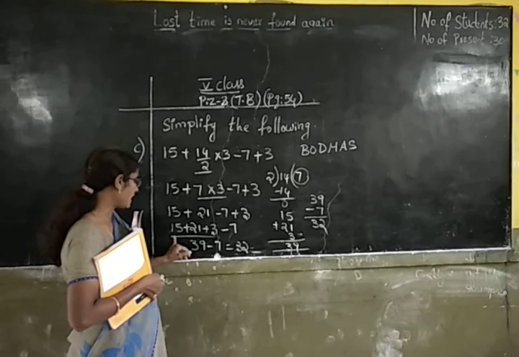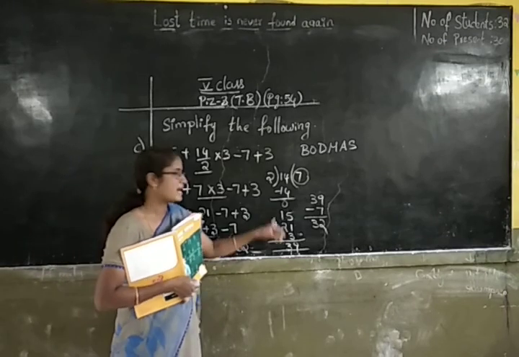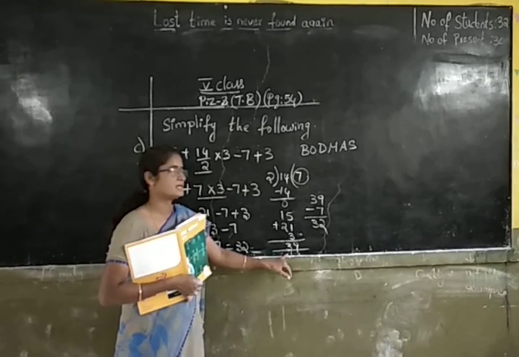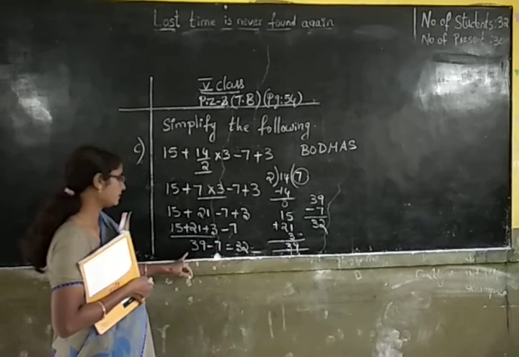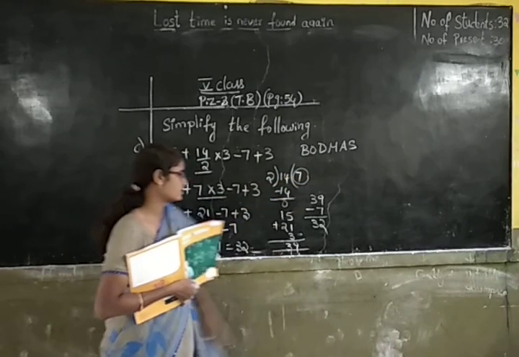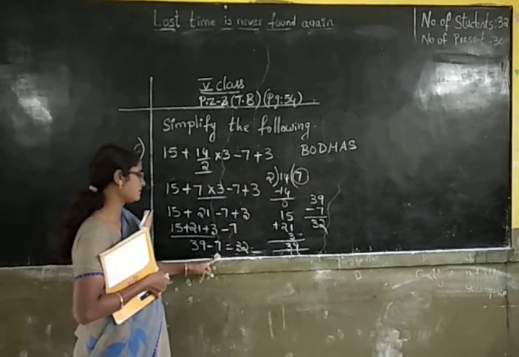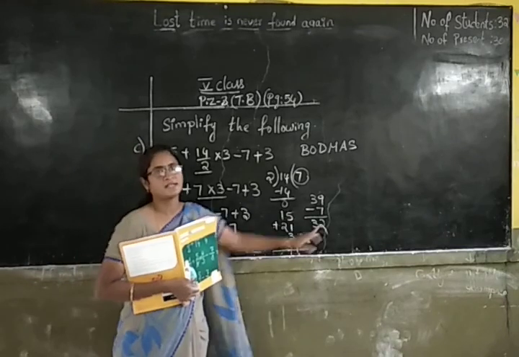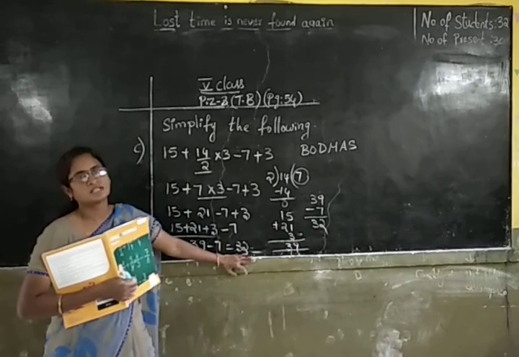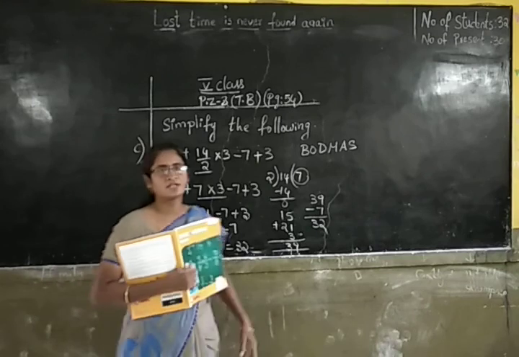So now we have to add these three numbers. By adding these three numbers we have got the answer 39. So after addition you have to do subtraction. So 39 minus 7 is how much? 39 minus 7 is 32. So that is the answer. Okay children, did you understand?